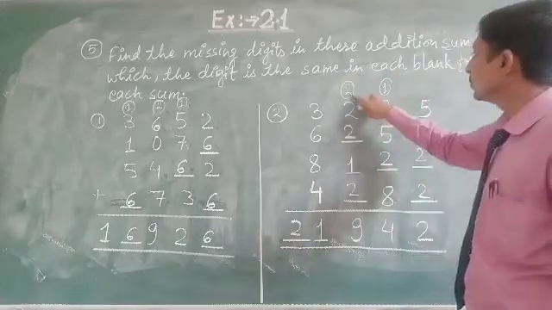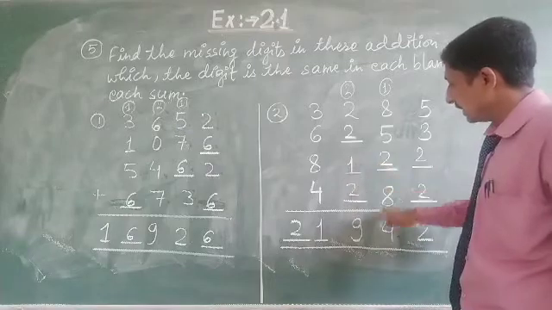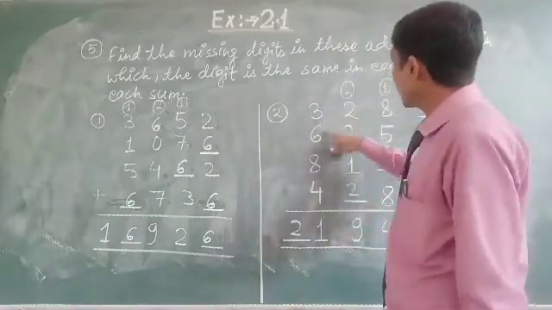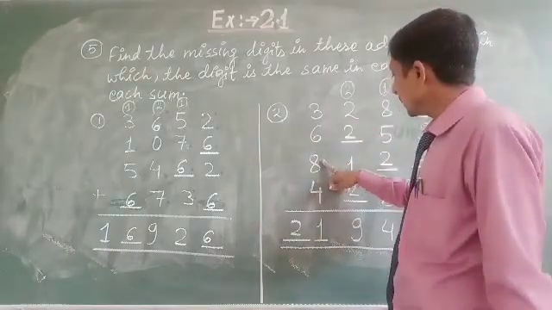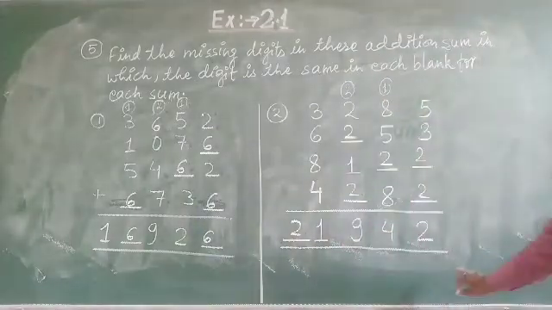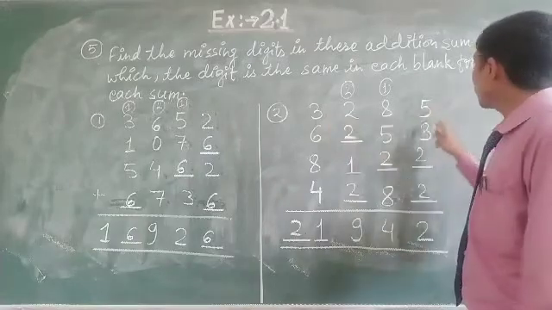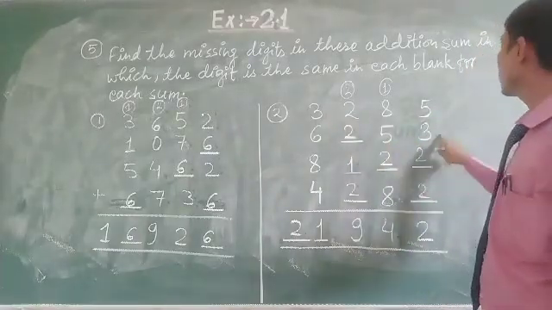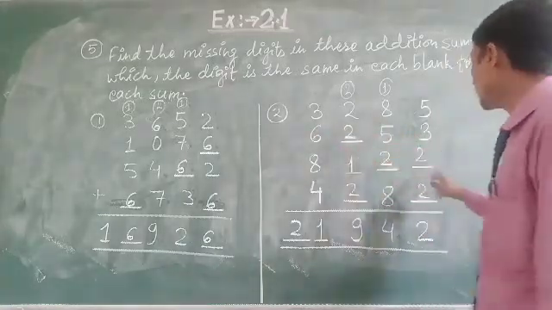That is 2 plus 2, 4. Plus 2, 6. Plus 1, 7, 8, 9. 9 is here. Nothing is to be carried. And 6 plus 3, 9. 9 plus 8, 17. 17 plus 4, 21. So in this way you see, by putting 2 in all the missing digits on the blanks, in question number 2 the missing digit is 2.